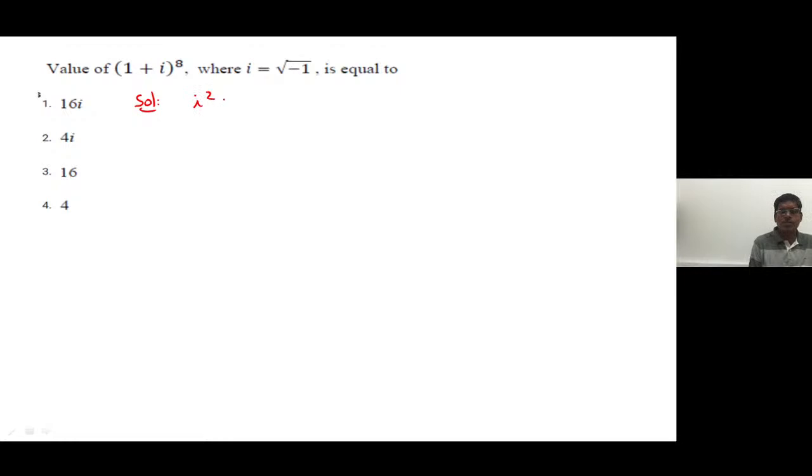i square value is minus 1, i cube value is minus i, i power 4 value is 1, and so on. 1 upon i value is minus i. Let us take first the whole square, (1 plus i) whole square. It looks like (a plus b) whole square, a square plus b square plus 2ab. i square value is minus 1, 1 and minus 1 got cancelled, it simplifies to 2i.